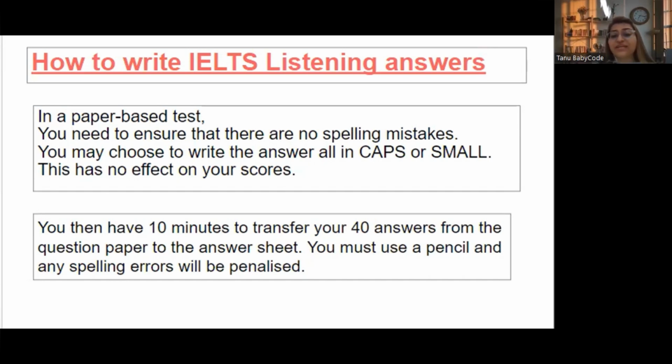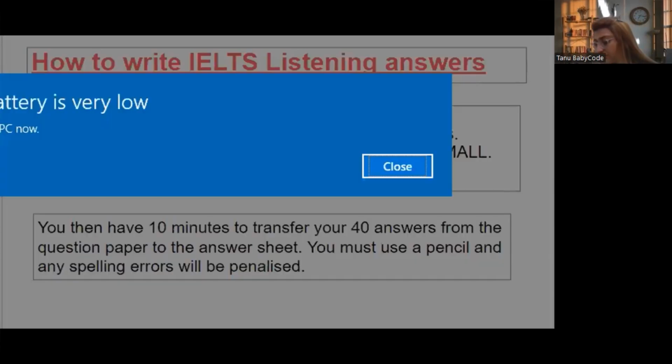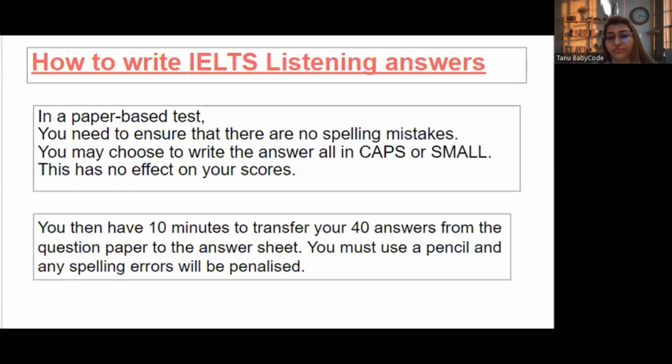Now you then have 10 minutes to transfer your answers from the question paper to the answer sheet, because you have to transfer 40 answers, right? So you must use a pencil so that you cannot make any spelling errors. You can erase it, and if you make any spelling errors, you will be penalized for the same. Okay.